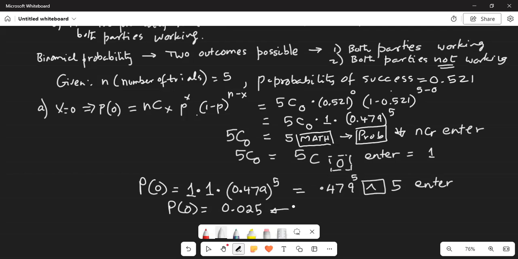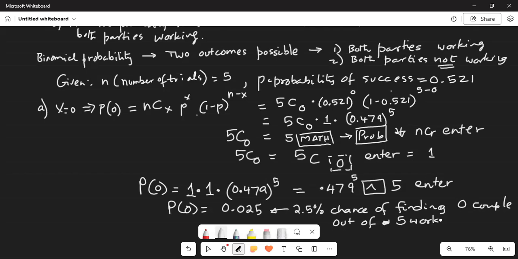What does it mean? There is a 2.5% chance of finding zero working couples out of 5 couples. Okay, so that is your answer for the first part, where none of the parties are working out of 5 selected couples.